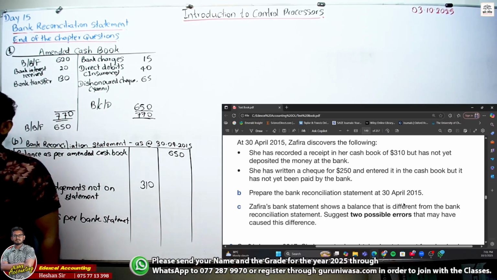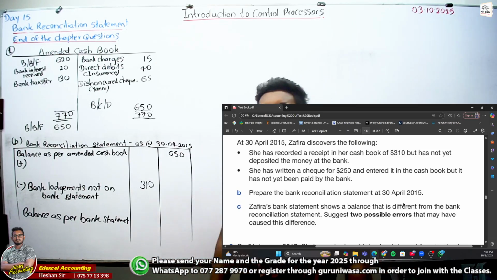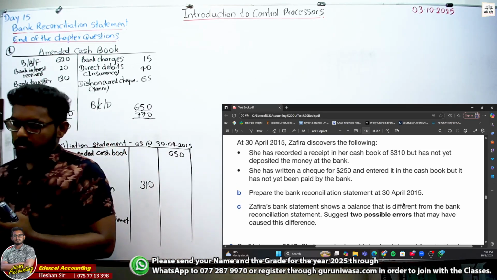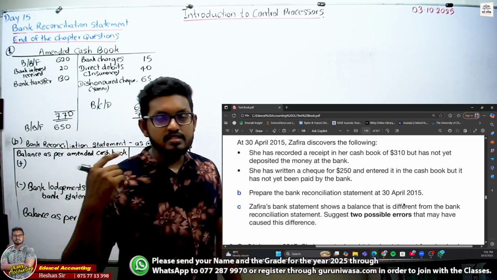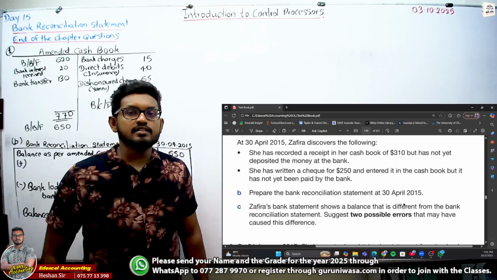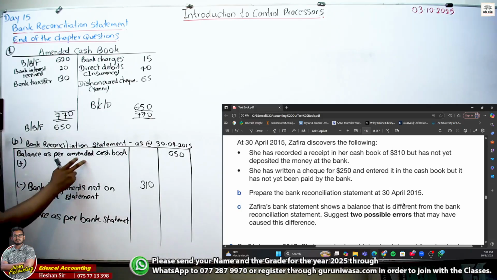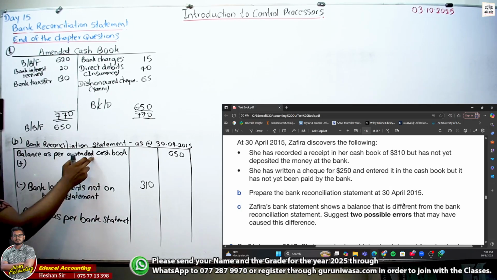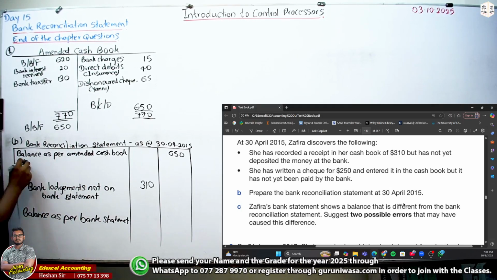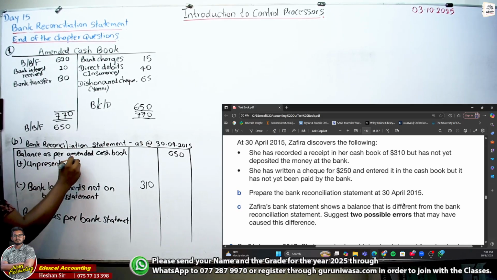She has written a check, 250, and entered it in the cash book, but it has not yet been paid by the bank. Now, when she issued a check, she credited the cash book. Since that person hasn't visited the bank, it's not appearing on the debit side of the bank statement. When she issued the check, she credited the cash book, which means the balance decreased to 90. Since it's not deducted in the bank statement, it is 100. So 90 plus 10 to get 100. This is what? Unpresented checks.